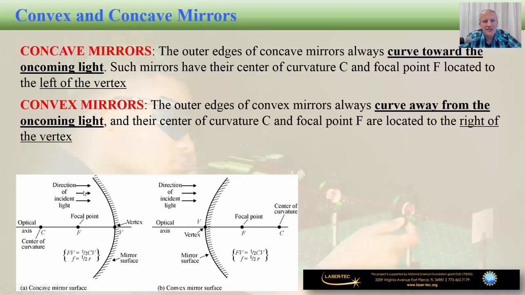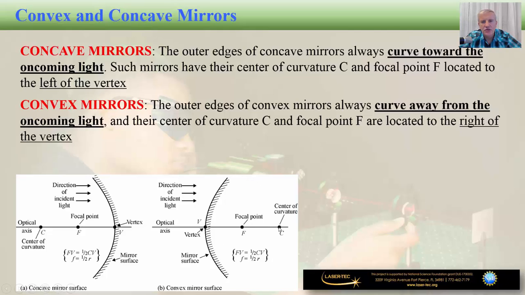And then you can also see that the outer edges of this mirror are curving towards the incident light. In the case of a convex mirror, shown here on the right-hand side, the outer edges are curving away from the oncoming light. So here's the direction of the incident light, and you can see that the edges, both on the top and on the bottom, are curving away from the incident light.